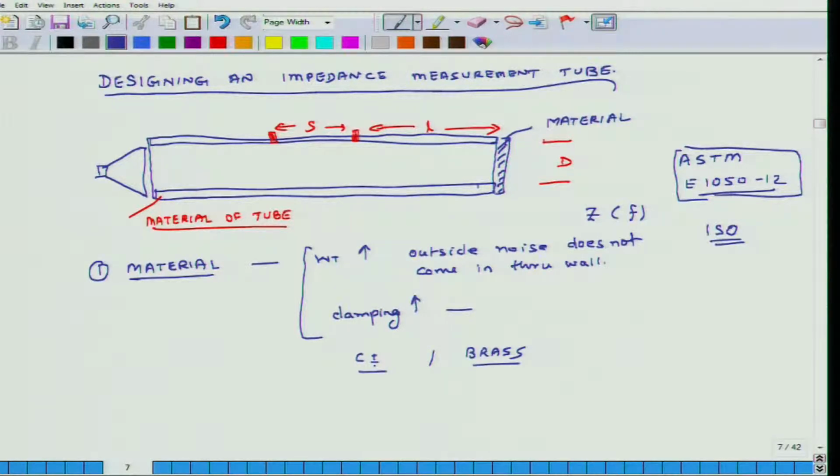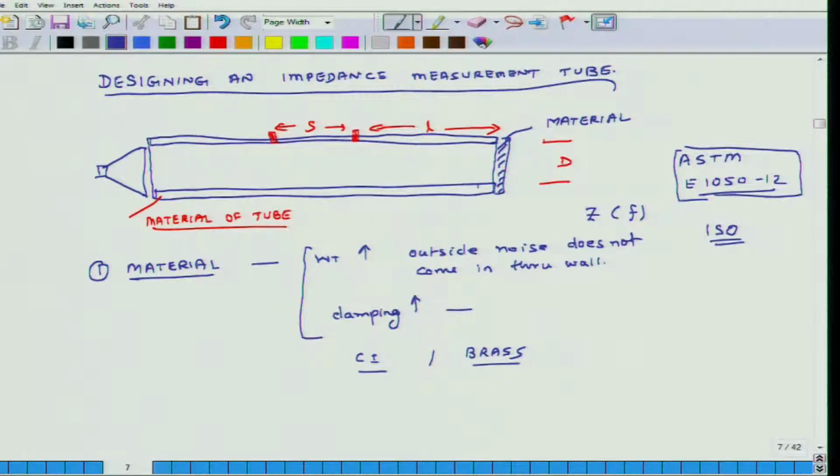Cast iron has high damping, its density is about 7.8. Brass density is fairly close to that of cast iron, but damping is also high. If I use mild steel tube, it is less expensive. Density is high, 7.8, something in that range, but damping is not that great. Same thing is true for stainless steel. Aluminum, density is low as well as damping is low. Plastics, damping is high, but density is close to 1, very low.